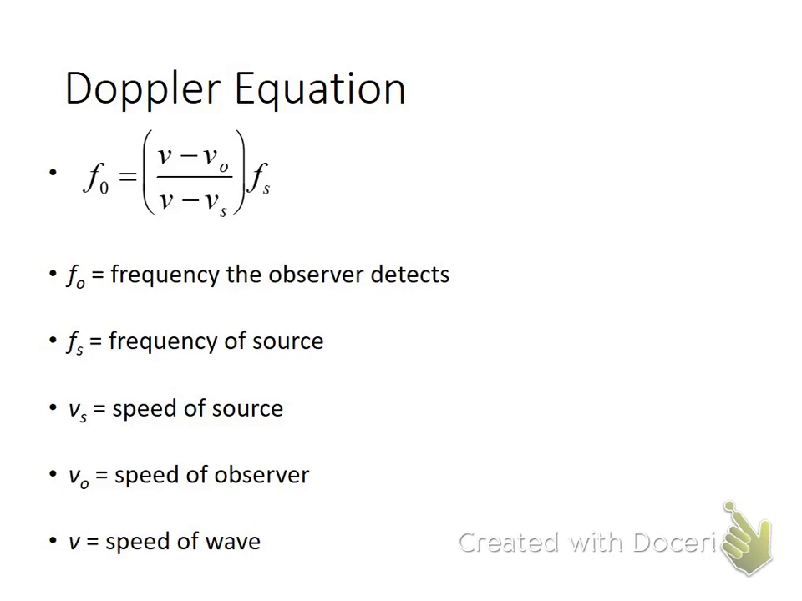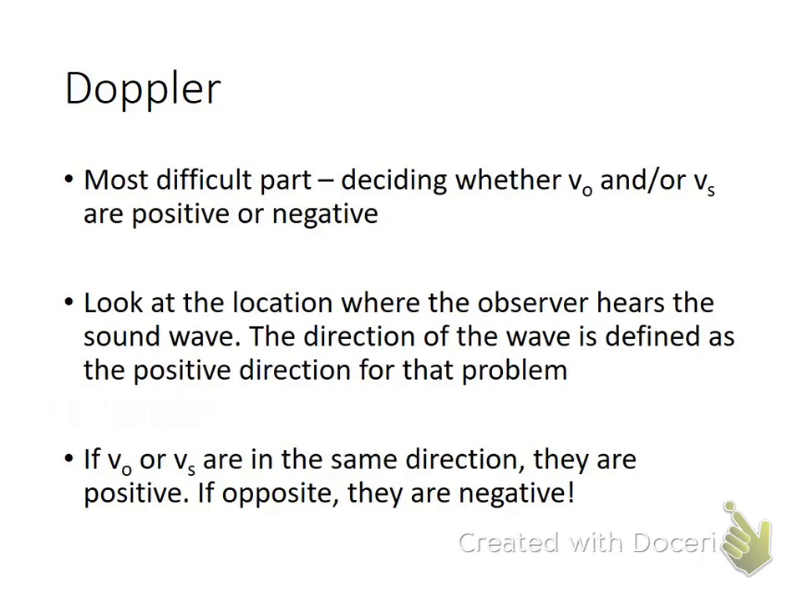Finally, there's the Doppler equation. Here, you've got a source producing some frequency, but an observer hearing a slightly different frequency. This is because of the motion between the observer and the source. Here, v is the speed of the wave. In a lot of cases, this will be the speed of sound, but it works for light as well, which we'll get to next unit. VO is the speed of the observer, VS is the speed of the source, and FS and FO are the frequency of the source and the frequency of the observer.